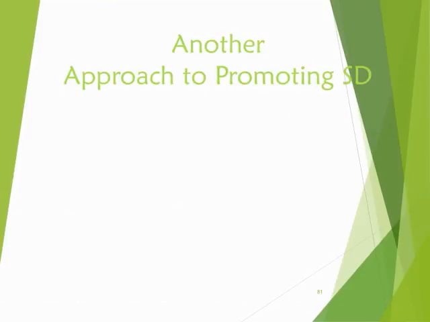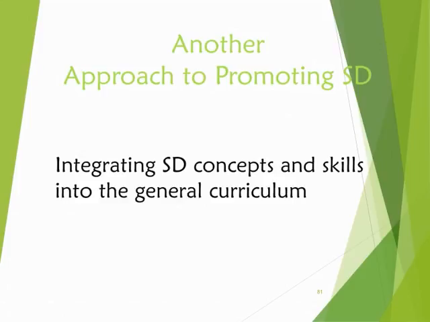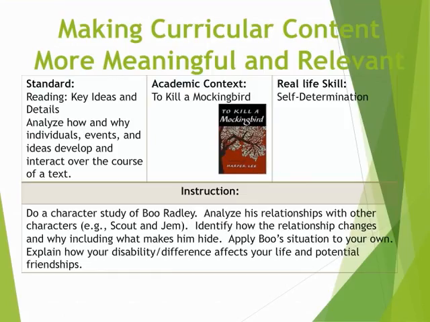One last approach that we will discuss in promoting self-determination is actually integrating those concepts specifically into the curriculum. So let's look at the standard of analyze how and why individuals, events, and ideas develop and interact over the course of a text. To Kill a Mockingbird is a very popular book for high school students to read as part of their English language courses. So do a character study of Boo Radley. Analyze his relationship with other characters such as Scout and Jim. And then identify how their relationship changes and why.